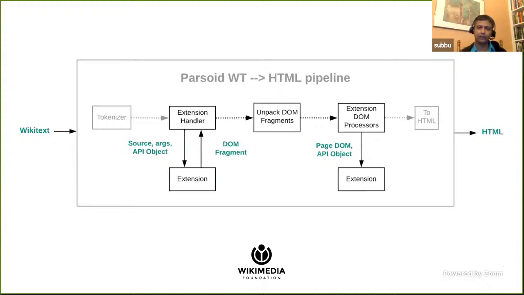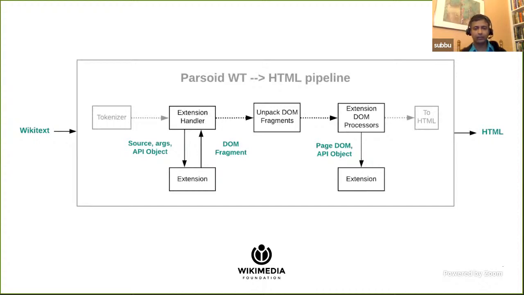The very first stage is where your wikitext is tokenized into tokens. One of these tokens will be extension tokens. At some point in the pipeline, the extension handler inspects these tokens. Based on the listeners that have been registered, it will invoke your extension and pass it the extension source, the extension arguments, and an API object for interfacing with the parser. The extension is expected to return a DOM fragment. Note that this is not an HTML string. This is a DOM fragment.